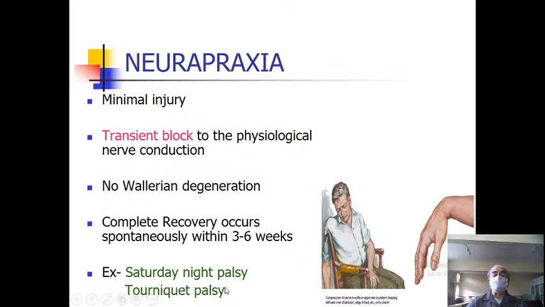And another thing is tourniquet palsy. Usually whenever there is bleeding outside, they may put a tourniquet. The commonest use of a tourniquet in orthopedic practice is when we are operating on a forearm, we apply the tourniquet on the arm. Whenever we are operating on the leg, we apply the tourniquet on the thigh. So if you leave it for too long, it may lead to tourniquet palsy. Here there is no anatomical discontinuity. It is only the physiological block which is the cause for this neurological injury.